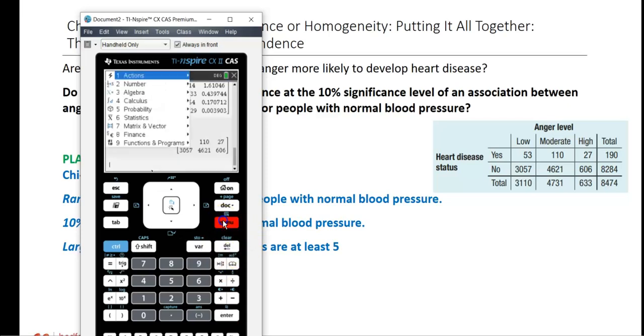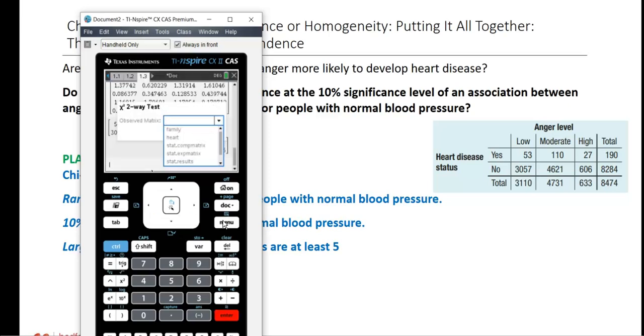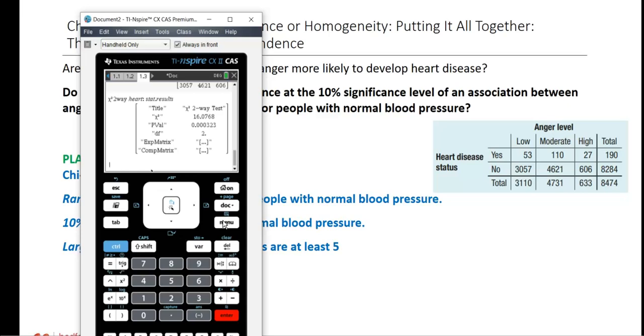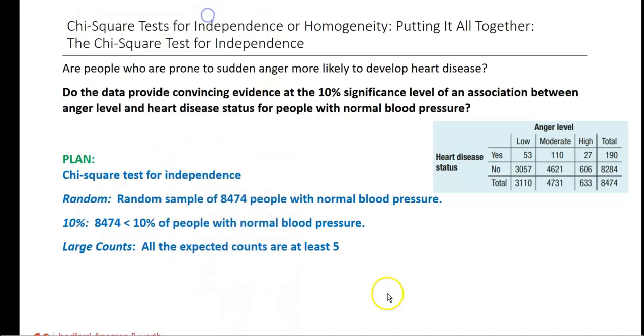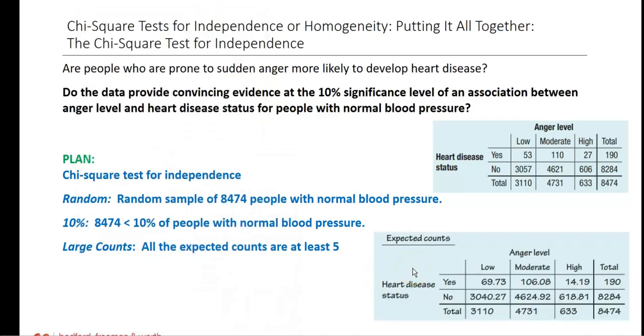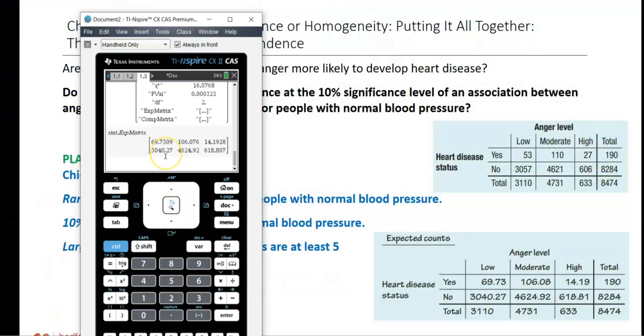So now I'm going to do the test of menu 6.7, and it's called two-way test, two-way table, and heart. Now, once I've done the test, it won't work until you do that, but now if you var and go to expect matrix, it's got all the expected values there for those 6 categories. So then you can write those down, and those are the expected values we just got in our calculator, I believe. Let's just double check. 69.7, 106, yeah, all the same ones.